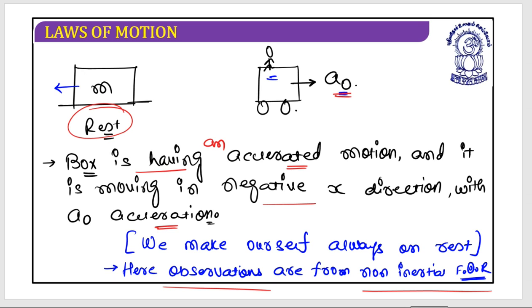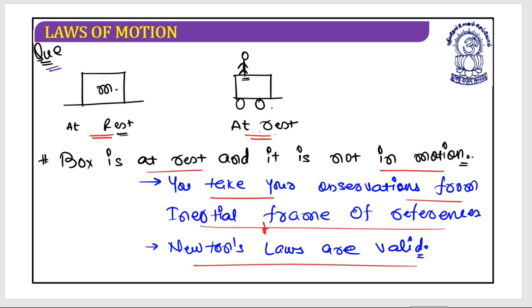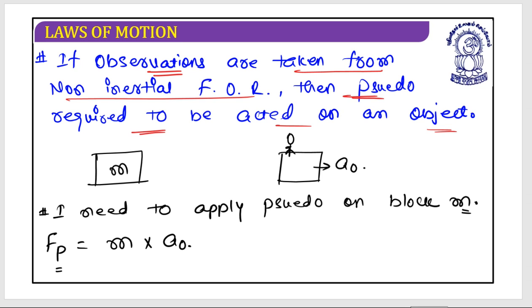So the first question is, when do I need to apply a pseudo force? If observations are taken from a non-inertial frame of reference, then a pseudo force is required to be acted on an object. Then and only then do you need to apply a pseudo force. If observations are taken from an inertial frame of reference, there is no need to apply a pseudo force. Look at this: here observations were taken from the inertial frame of reference and everything is okay.